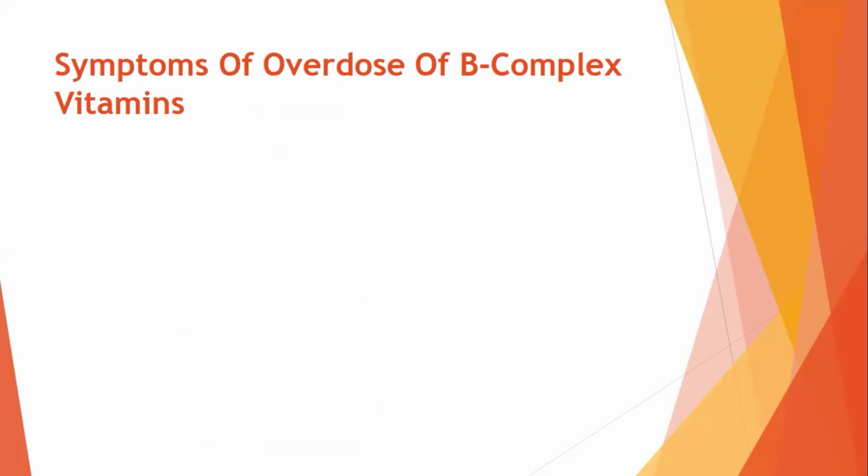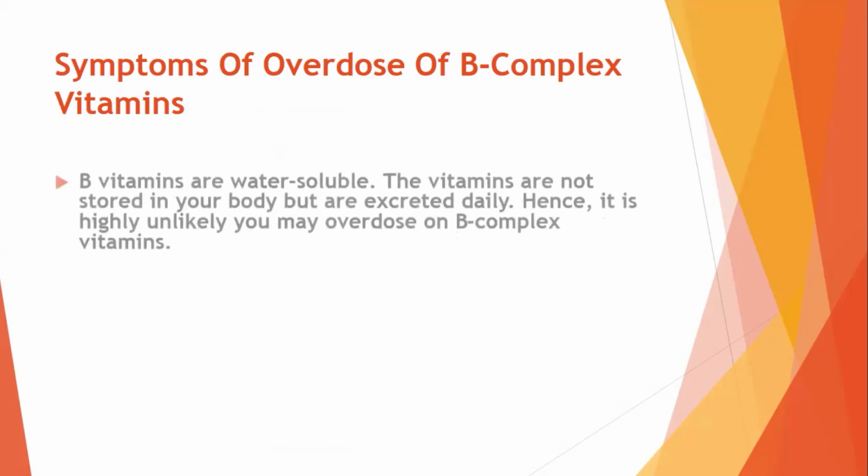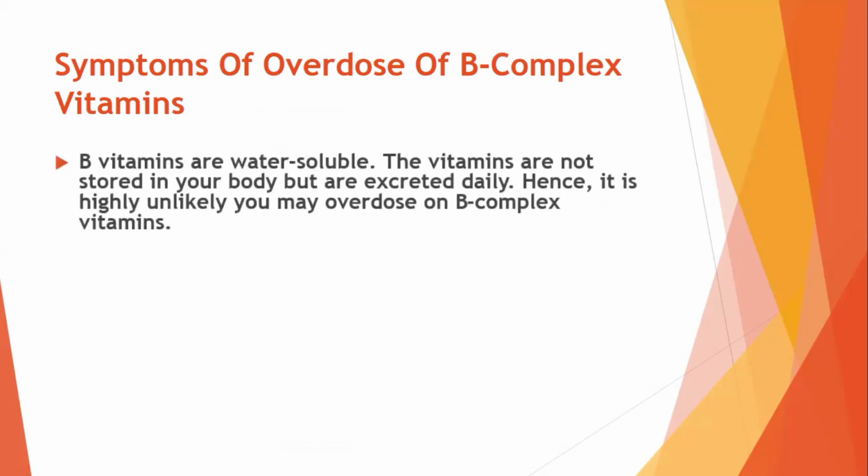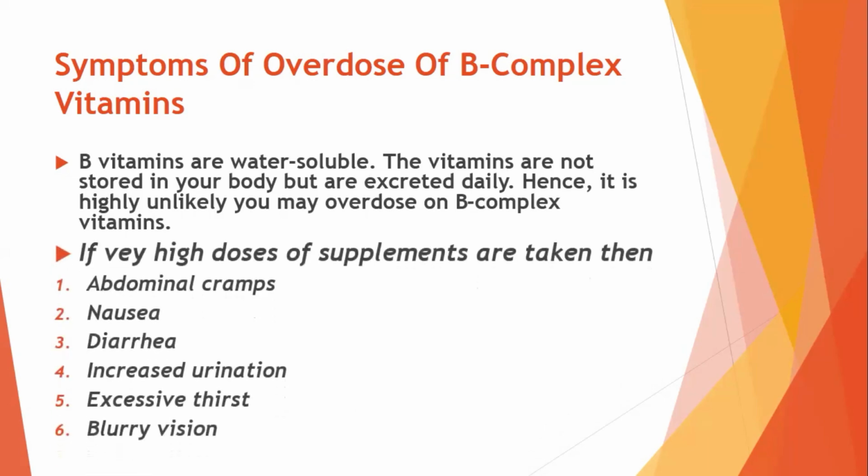Okay, if someone asks what are the symptoms of overdose of B complex vitamins, the B vitamins are water soluble, and these vitamins are not stored inside the body and are excreted in urine daily. Hence, it is highly unlikely you may overdose on B complex vitamins. If very high doses of supplements are taken, then these kinds of symptoms may be there, like abdominal cramps, nausea, diarrhea, increased urination, and excessive thirst, blurry vision, or some others.